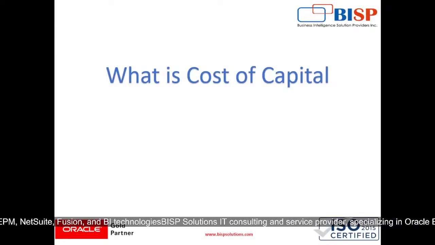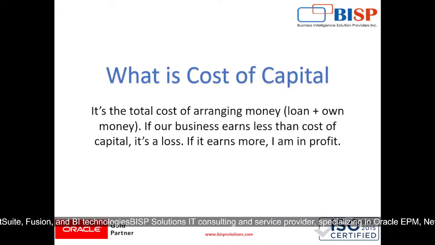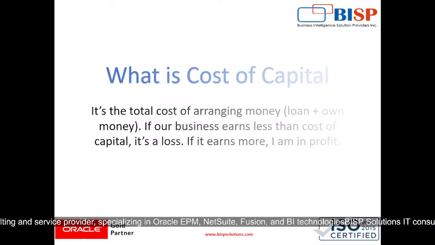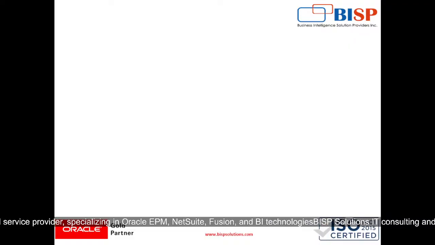What is cost of capital? It's the total cost of arranging money, which is loan plus own amount. If my business earns less than the cost of capital, it's a total loss for me, and if it earns more, then I am in profit, right? This is what cost of capital means in a simple way.